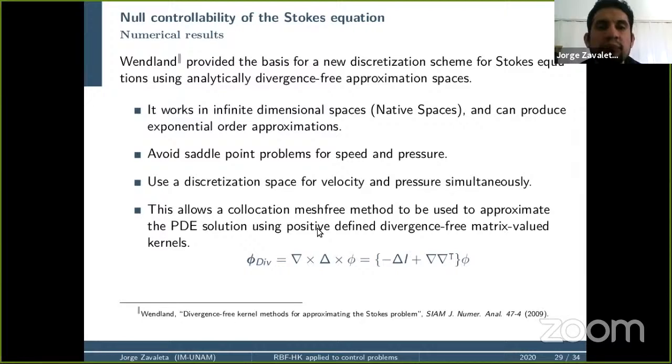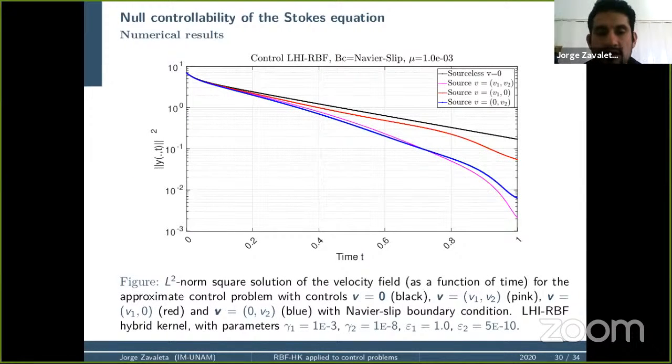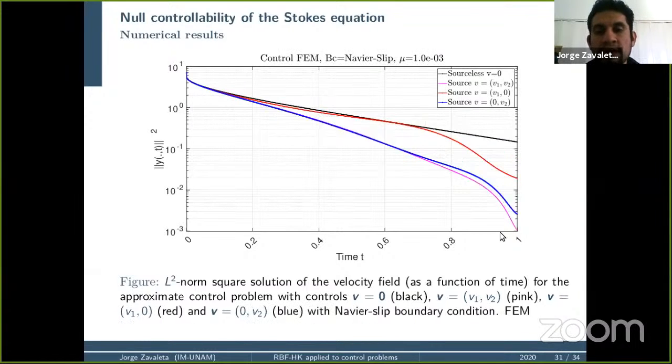Also, these were introduced for the stationary setting of the Stokes equation. They are using collocation-free methods, but also the local versions of divergence-free matrix-valued kernels, where phi is a kernel like I defined before. Here are some of the results. I'm not going to explain much, but we can see the behavior of the norm of the state here, and how it tends to zero as the time goes to the time T. I don't know which is the capital T.